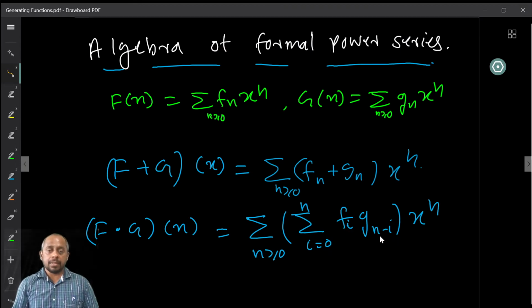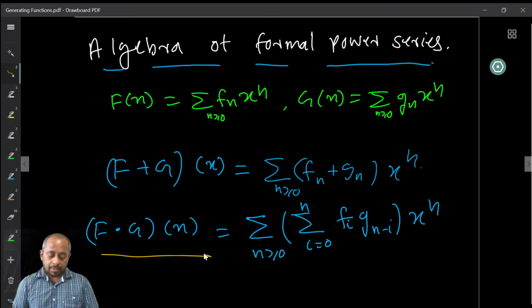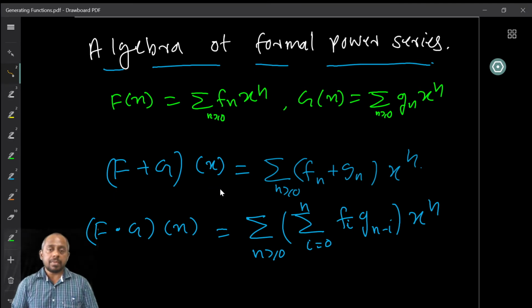So if I give power i to f and power n minus i to g, therefore you get power x raised to n. So this is the product of power series. This is the sum of power series. In fact, you can say even further that the formal power series forms a ring under these two operations, right? Addition and convolution.